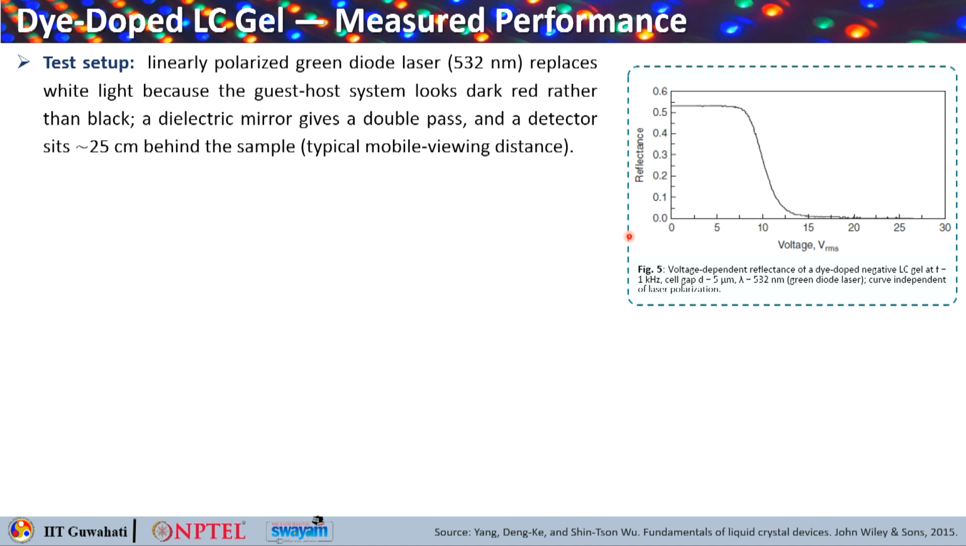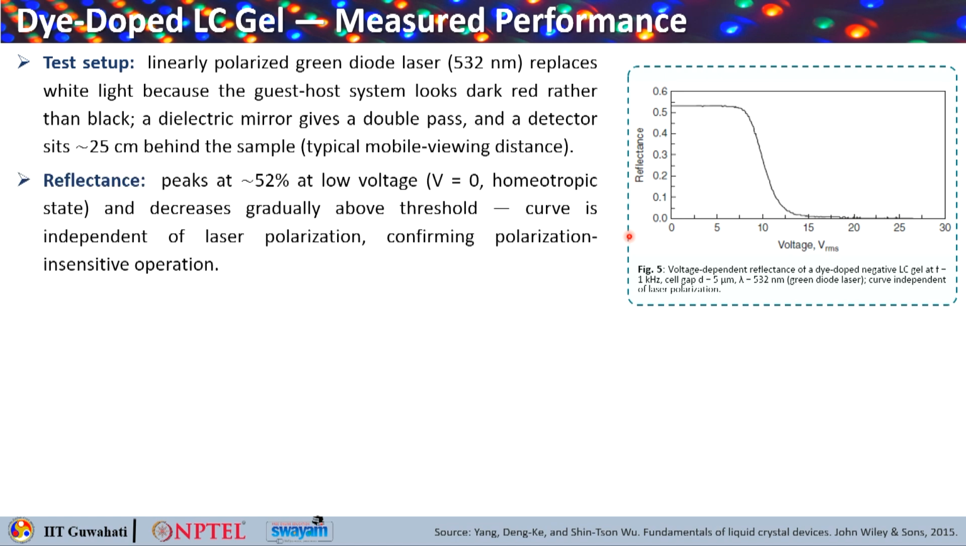That is typically the mobile viewing distance. Now let us explain this reflectance curve. You can see at V equals 0, the liquid crystal is homeotropic, giving the highest measured reflectance, about 52%. As the voltage increases past a threshold, the reflectance drops off gradually after this point.